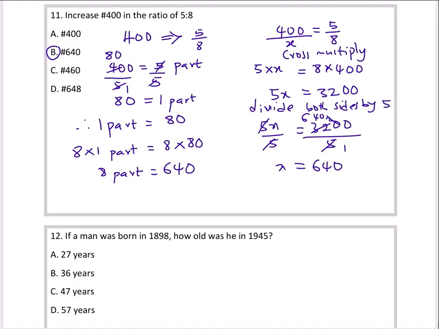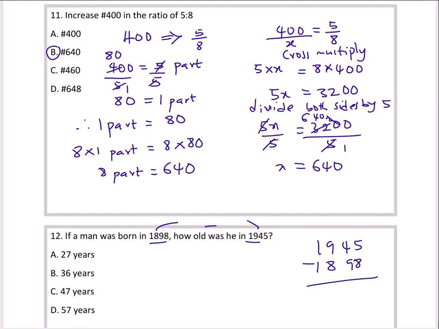Question number 12. If a man was born in 1898, how old was he in 1945? He was born in 1898. In 1945, how old was he? So I think what we just need to do is to find the difference between these two years. So the difference, which is minus, 1945 minus 1898.